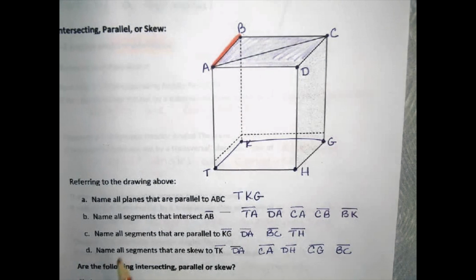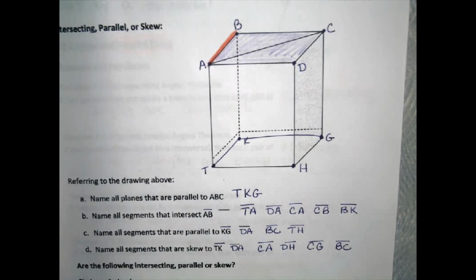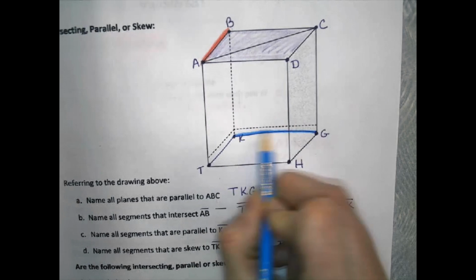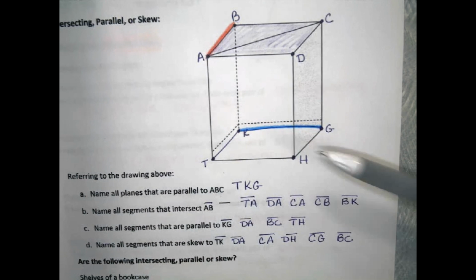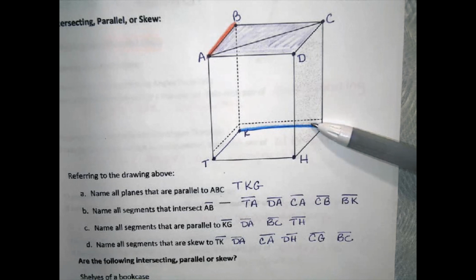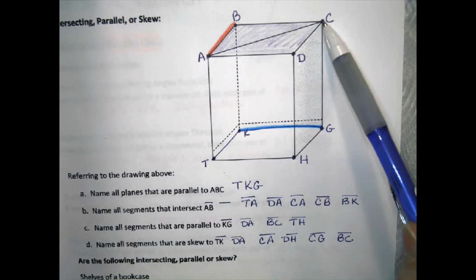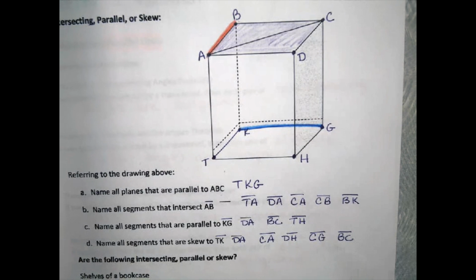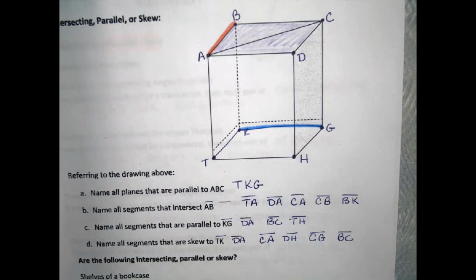C asks you to name all segments that are parallel to segment KG. So KG is this segment here at the bottom of the back of the box. Segments that would be parallel to this include the segments DA, BC, and TH. Notice that these are segments in the same plane, which are parallel, or in another parallel plane.